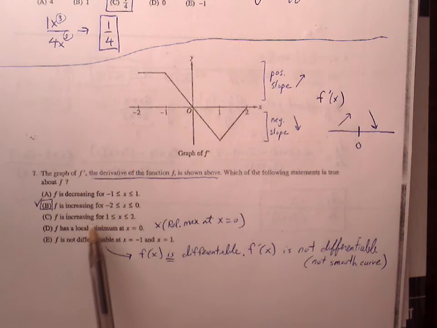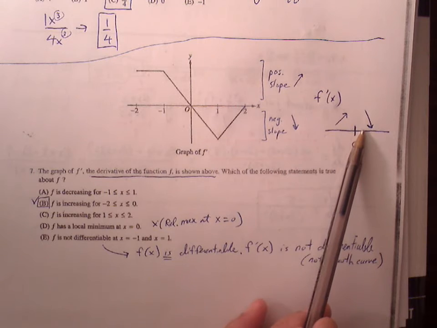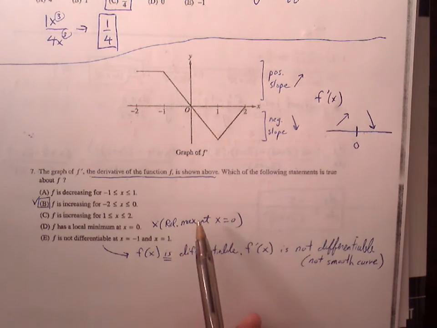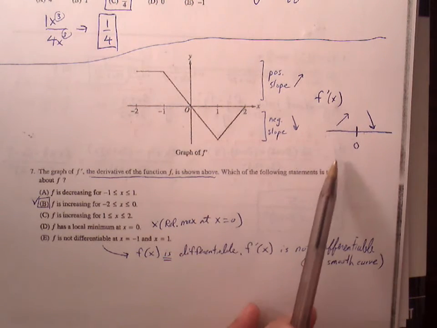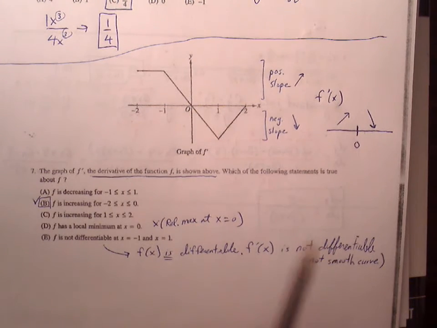Our function is increasing from 1 to 2. That's not true, since we can clearly see that after we've gathered information, the original function will be decreasing in that interval. There's a local minimum at x equals 0. We know that's not true. There's a relative max, an increase followed by a decrease.